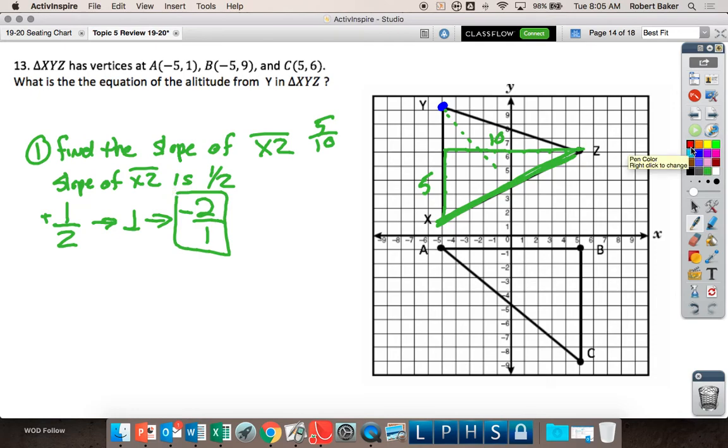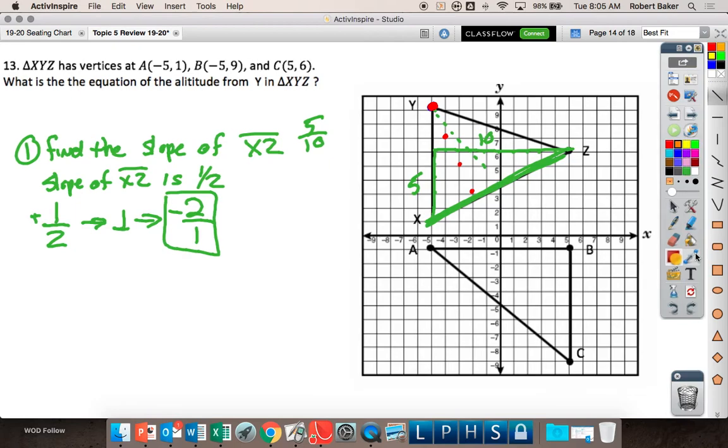All right, remember that an altitude must go through Y, through a vertex, and be perpendicular to the other side. So when I apply this slope, I'm going to start here at Y. I'm going to go down 2 over 1, down 2 over 1, down 2 over 1. And it's going to generate this line from here to here, which is perpendicular and goes through the vertex. So that little bitty orange line is what we're looking for.